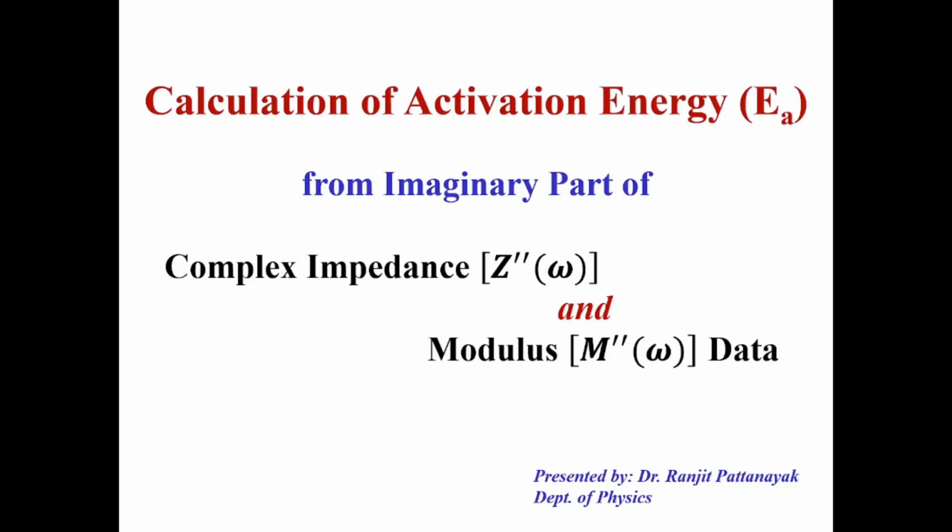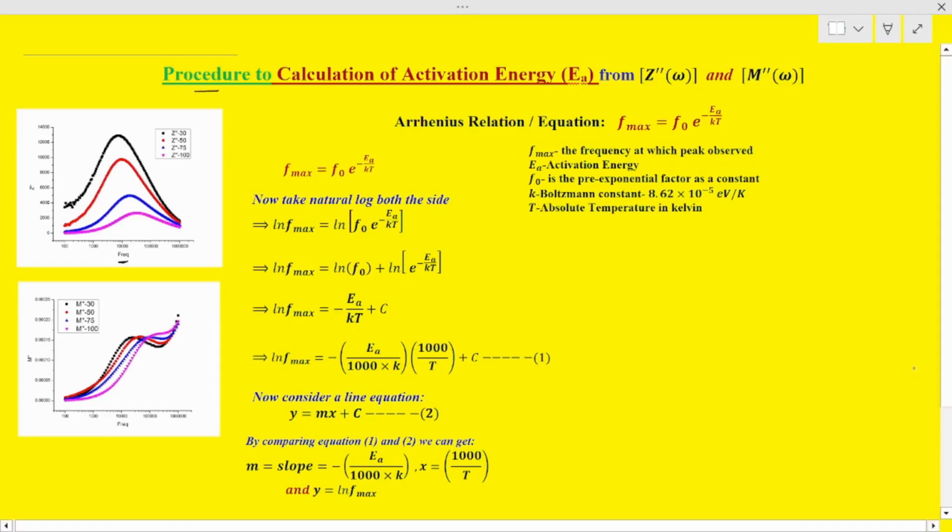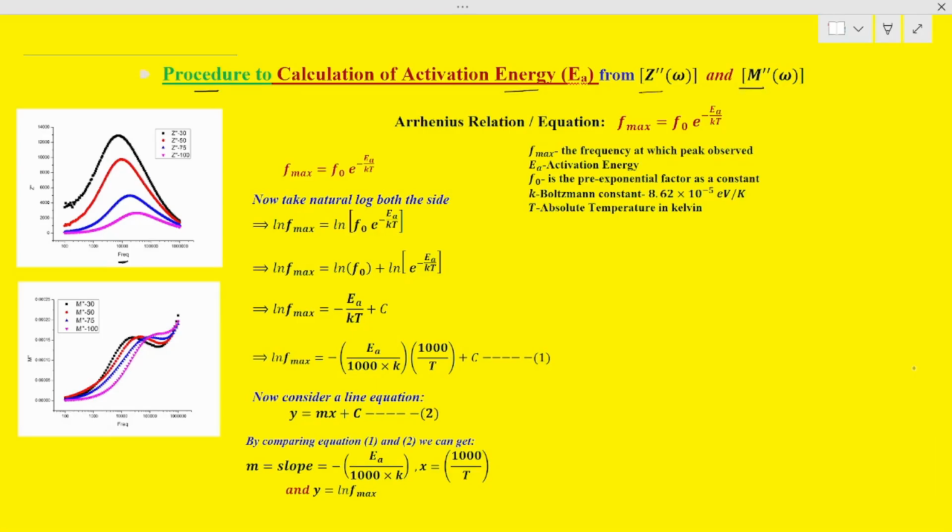Okay, hello everyone. In this video, we are going to calculate activation energy from the imaginary part of complex impedance, that is Z double prime, and modulus M double prime data. Okay, so let us start. In this video, we are going to discuss the procedure to calculate activation energy from Z double prime and M double prime data.